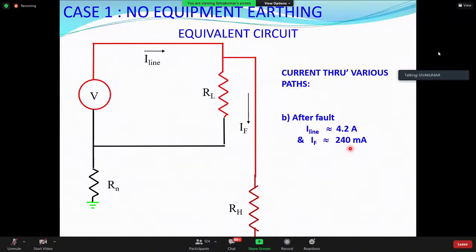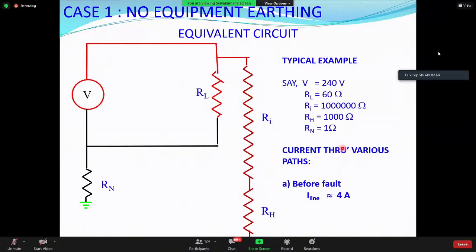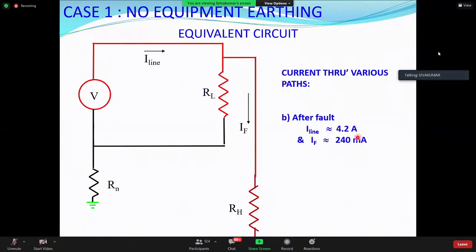Now imagine, 240 milliampere is above 50 milliampere. Instant death will be there. Tissue burning will be there. The worst part is the case where the equipment is not grounded. In the case of insulation failure, the line current has increased only by 240 milliampere. Before fault, it was 4 ampere. Now it is 4.2 ampere. The 6 ampere MCB or 6 ampere fuse will never blow, never trip.